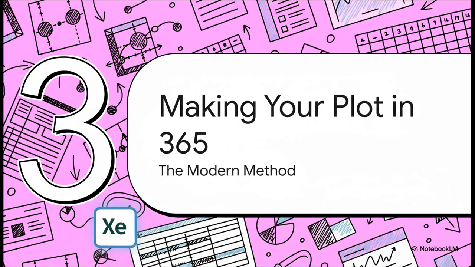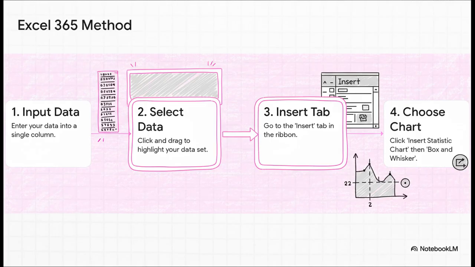Okay, enough theory. Let's actually build one of these things. Seriously, you're not going to believe how fast you can make one in the newer versions of Excel. The process is just ridiculously simple now. You just select your column of data, pop over to the Insert tab, click that statistic chart icon, and choose Box and Whisker, and that's it, you're done. Excel does all the heavy lifting, all those calculations automatically in the background.